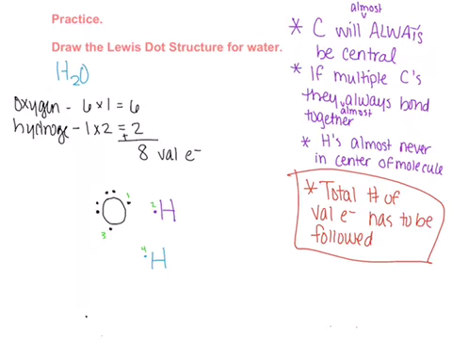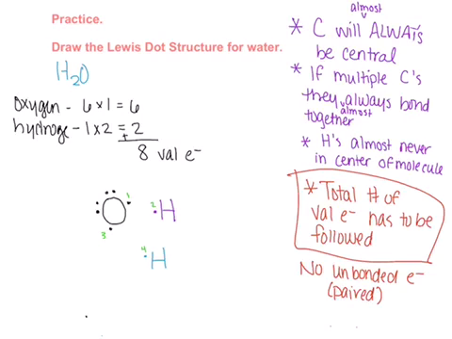And so another rule is no unbonded electrons. Everything has to be bonded or paired up. So unbonded or paired means the same.